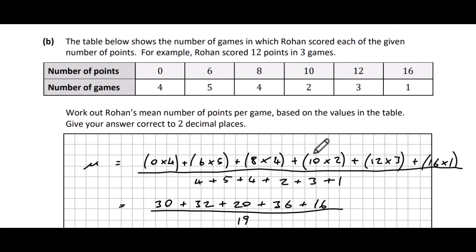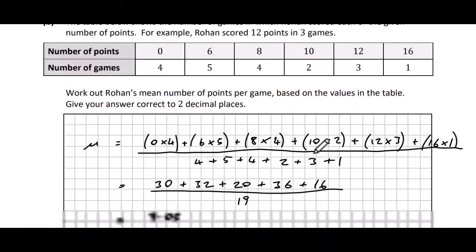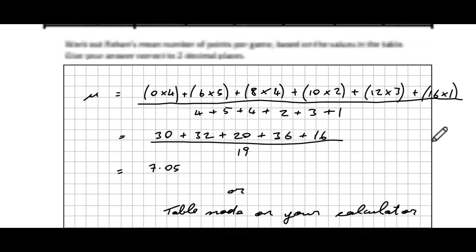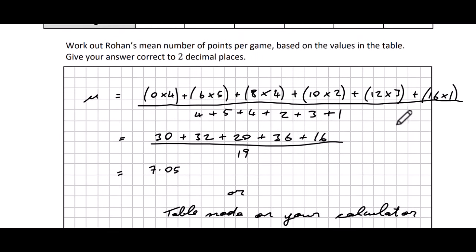So the mean number of points per game for Rowan is 7.05. Now you can use the table mode in your calculator, but that will require just writing down an answer. And if you happen to type something wrong in and you write down the wrong answer and that's all you've done, you may lose all the marks. That's the only problem there. So you've got to be really, really careful typing in the numbers.